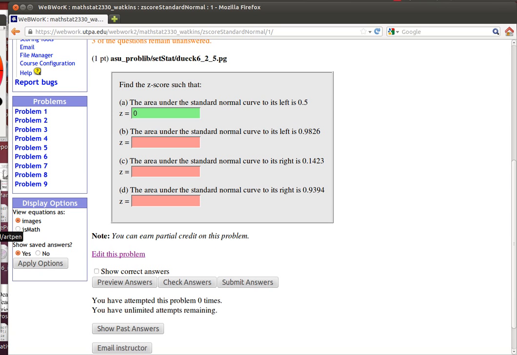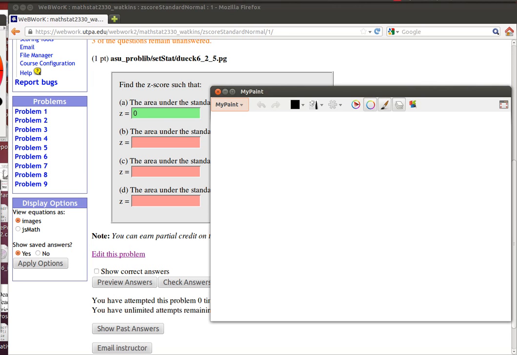Here's problem 1 in one of our homework sets. We're looking here at standard normal distributions. Here's what a standard normal distribution looks like. It's a bell-shaped curve. It is a normal distribution after all. But it's a special one. It has a mean of 0 and a standard deviation of 1. That's what makes it a standard normal distribution.